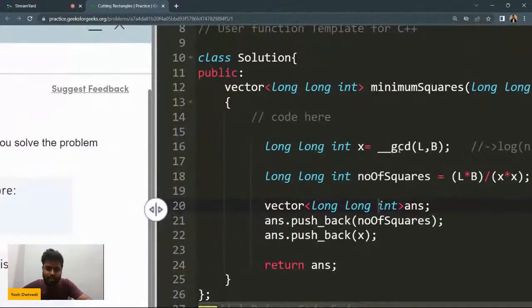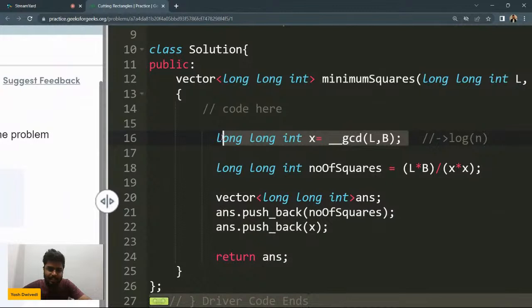Basically, what you do here is, first of all, you find the GCD. That is because x has to be a divisor of L, and x has to be a divisor of breadth as well. So x has to be the common divisor of length and breadth, and x also needs to have the greatest value, because I want to use a lesser number of squares to fit inside the rectangle. So x will be the greatest common divisor of L and B, right?